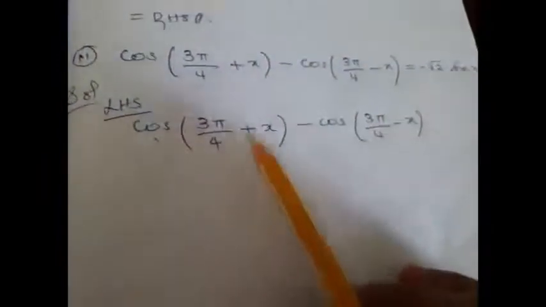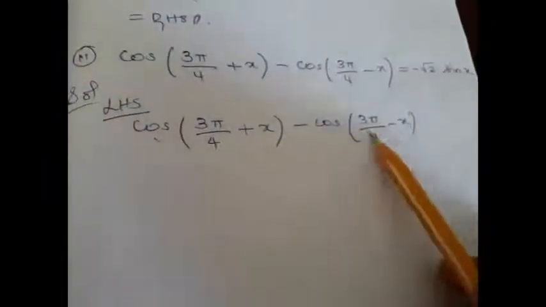Cos (3 pi by 4 plus x) minus cos (3 pi by 4 minus x). We need to prove it as minus root 2 sin x. So let us see how we can prove this. Cos (3 pi by 4 plus x) minus cos (3 pi by 4 minus x).